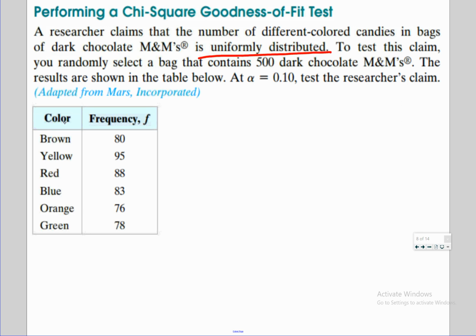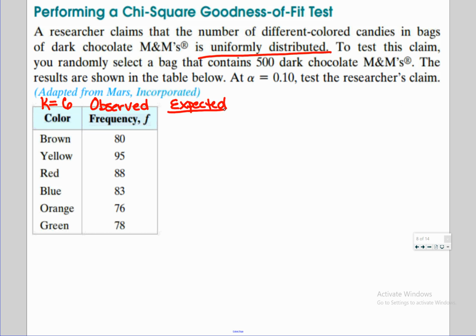Okay, so we have each of our colors. That will give us our K. Our K is how many categories there are. How many categories are there? 6. Okay. Then we have a frequency. You need to know if it's an observed frequency or an expected frequency. This is what was in the bag, so it is an observed frequency. Okay. We also need an expected frequency.